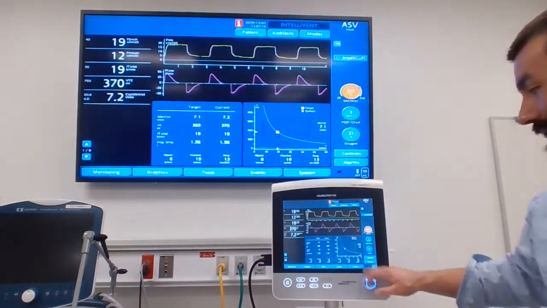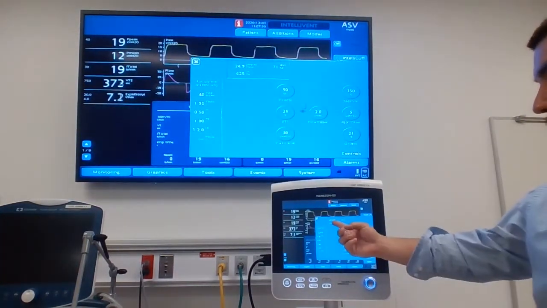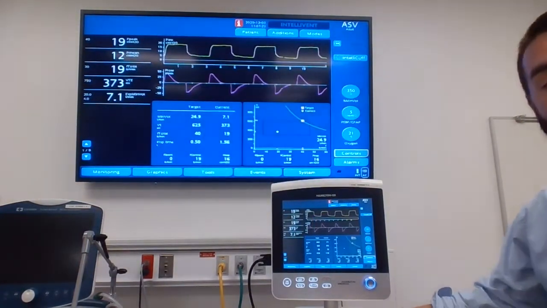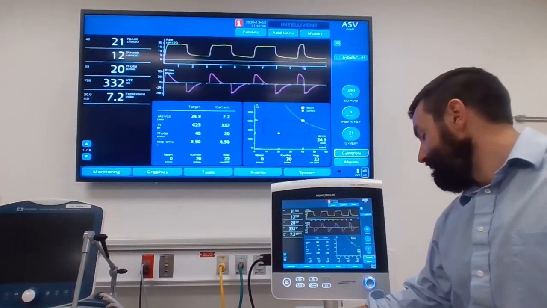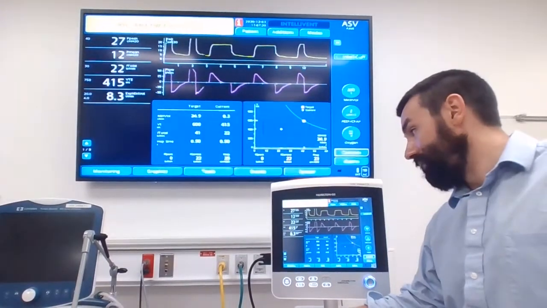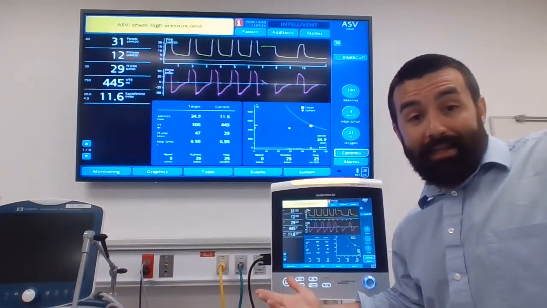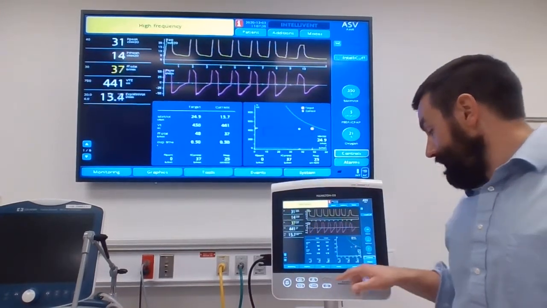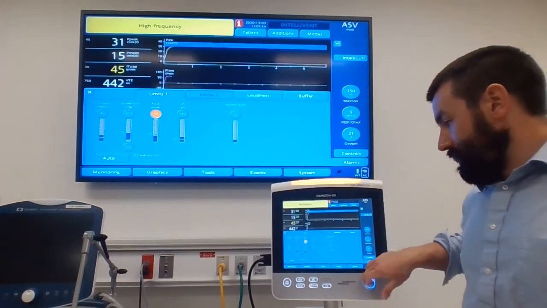So I'll go ahead and go up on my percentage minute ventilation here to 350 just to show you. My minute ventilation target is now 25 liters a minute. So what you're going to see happen is it's not going to be able to reach this. I'll just show you that to conclude our ASV video. It's already telling us check high pressure limit. It cannot get us where we need to go. All right. Let me make some adjustments here.